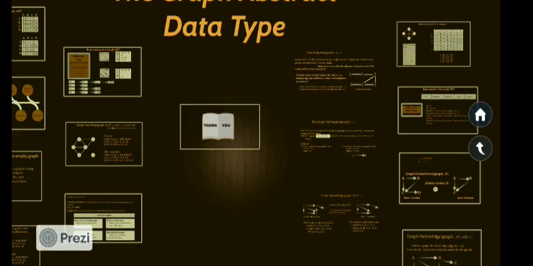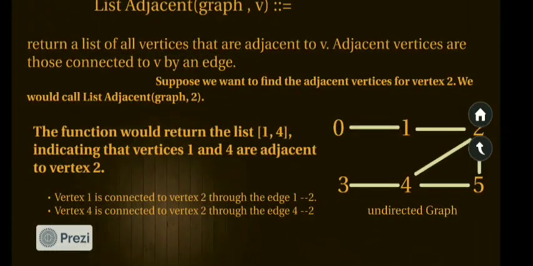The next function is list adjacent of graph, v, where v is the vertex which we have to consider to check for its adjacency list. This function finds all the vertices directly connected to a given vertex v. It provides the adjacency list, which contains the list for vertex v, and with an adjacency matrix it traverses the row of v to find all the vertices where the value is 1.